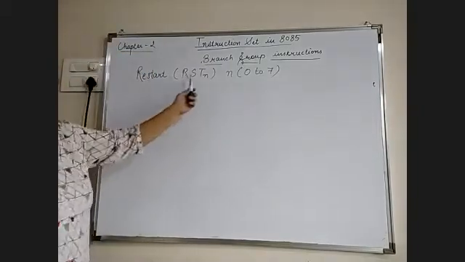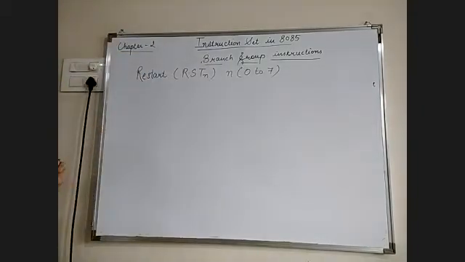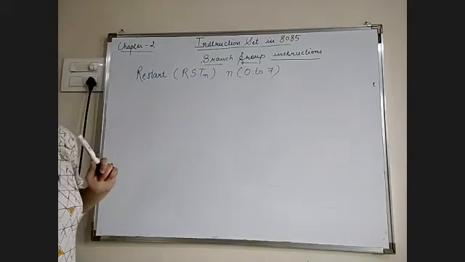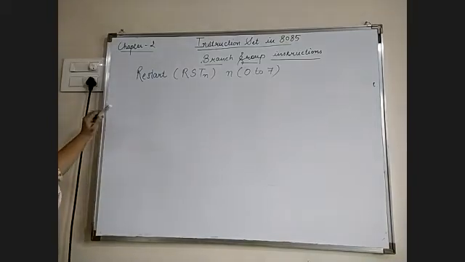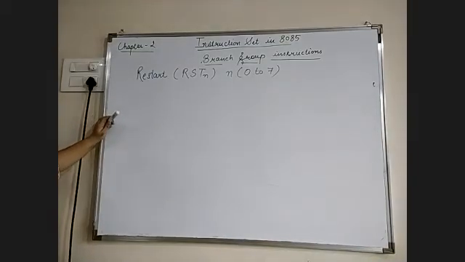Okay, restart is RSTN, and N is 0 to 7. Okay, Sheetal, I have read the message. So restart is RSTN, and N stands for 0 to 7, so the range of N is 0 to 7.